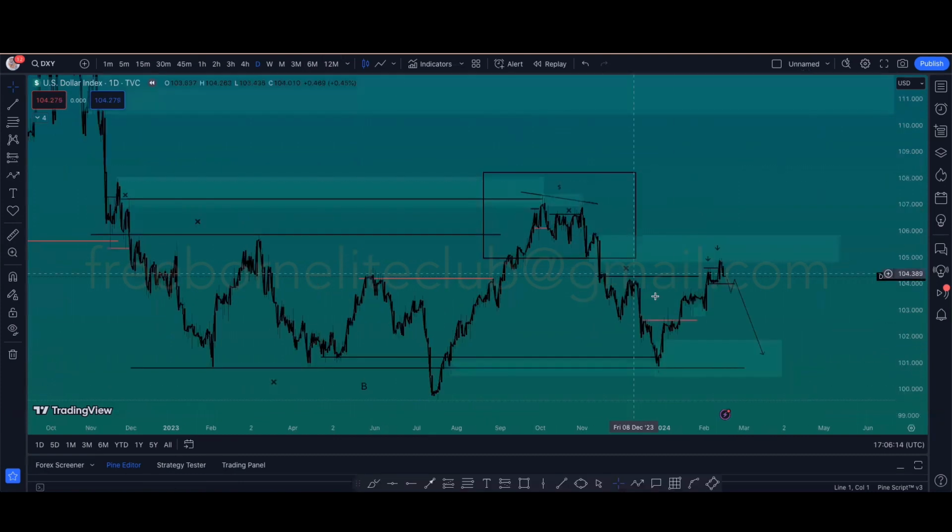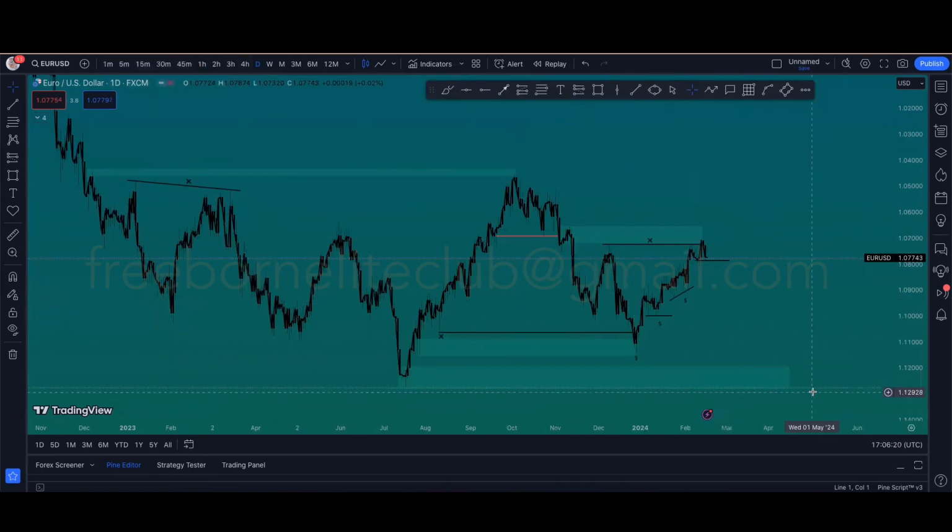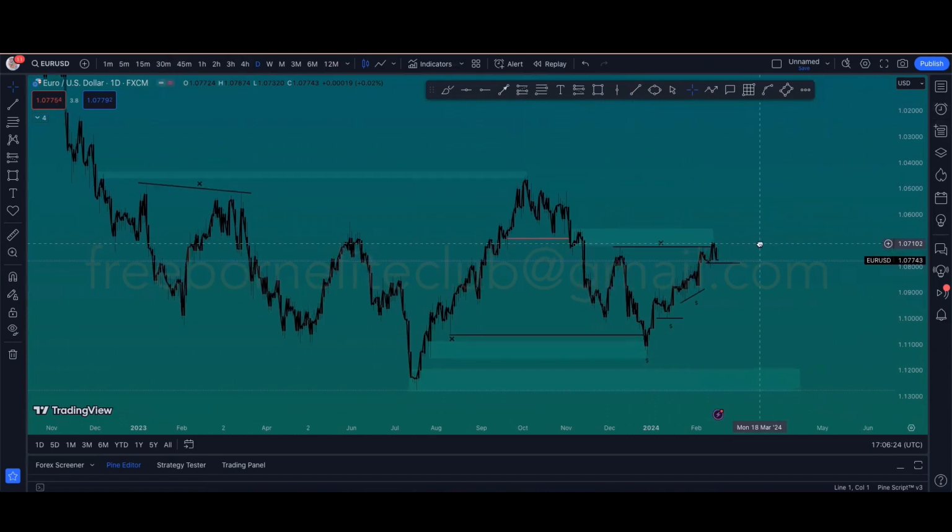Exactly. That's the same thing we have on DXY. So I believe with just these two, we should be able to know the analysis for the rest of the pairs, because there was not enough time to go through it.